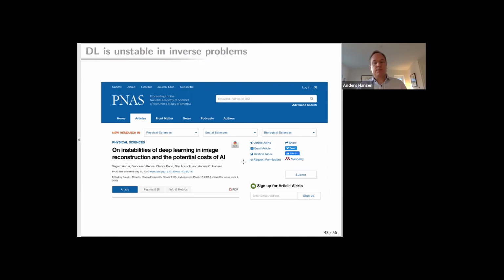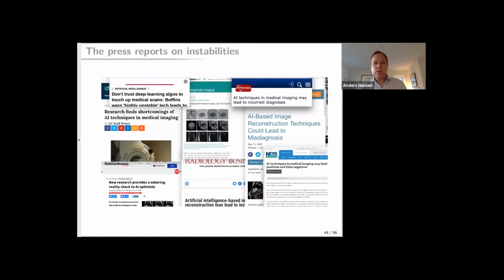There's actually several papers on this now. It's starting to pick up. This was probably the first one on it, published in May. And when it came, one could get the feeling that there was quite a bit of surprise that this would happen. A lot of media outlets picked up on this because, well, it suggests that AI techniques in medical imaging may lead to incorrect diagnosis. But I do think it's fair to point out that I'm not sure that the radiology community was very surprised.